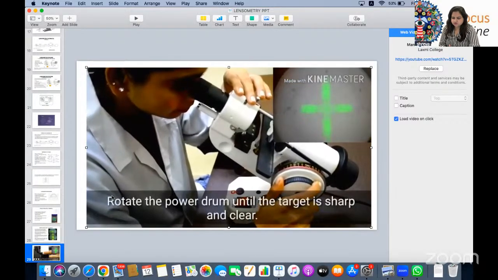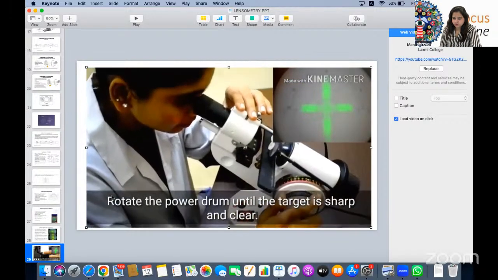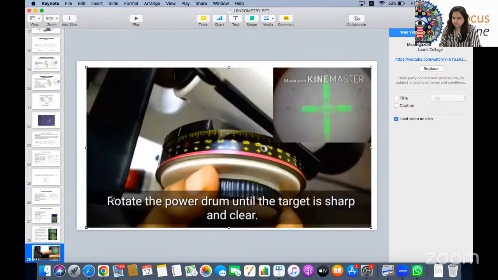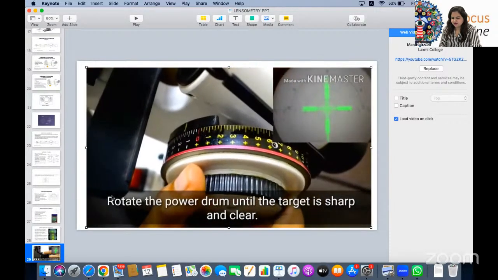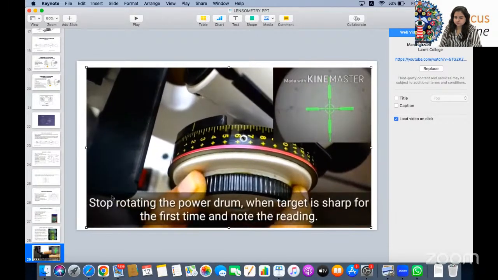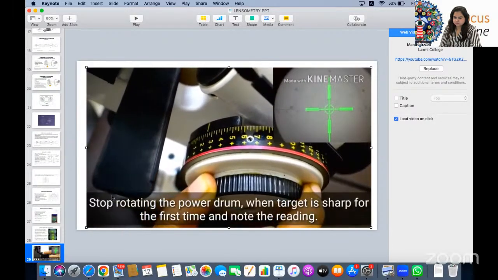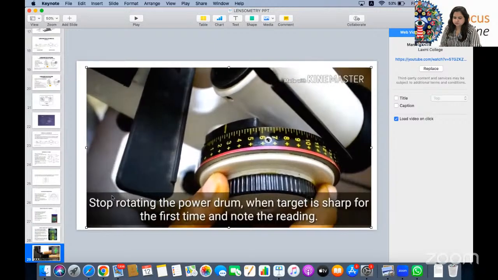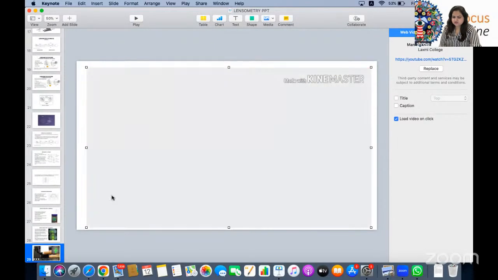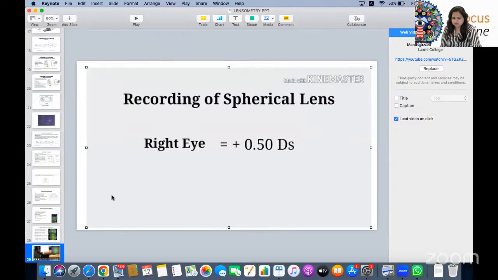So we have the 4 Mires. Put the target sharp and clear. And all the 4 Mires are getting sharp. So it is basically a spherical lens that we are dealing with. Stop rotating the power drum when the target is sharp for the first time, and note the reading. So it's a simple spherical lens. Also record the lenses: right eye 0.5 dioptric sphere, left eye plus 2.5 dioptric sphere.